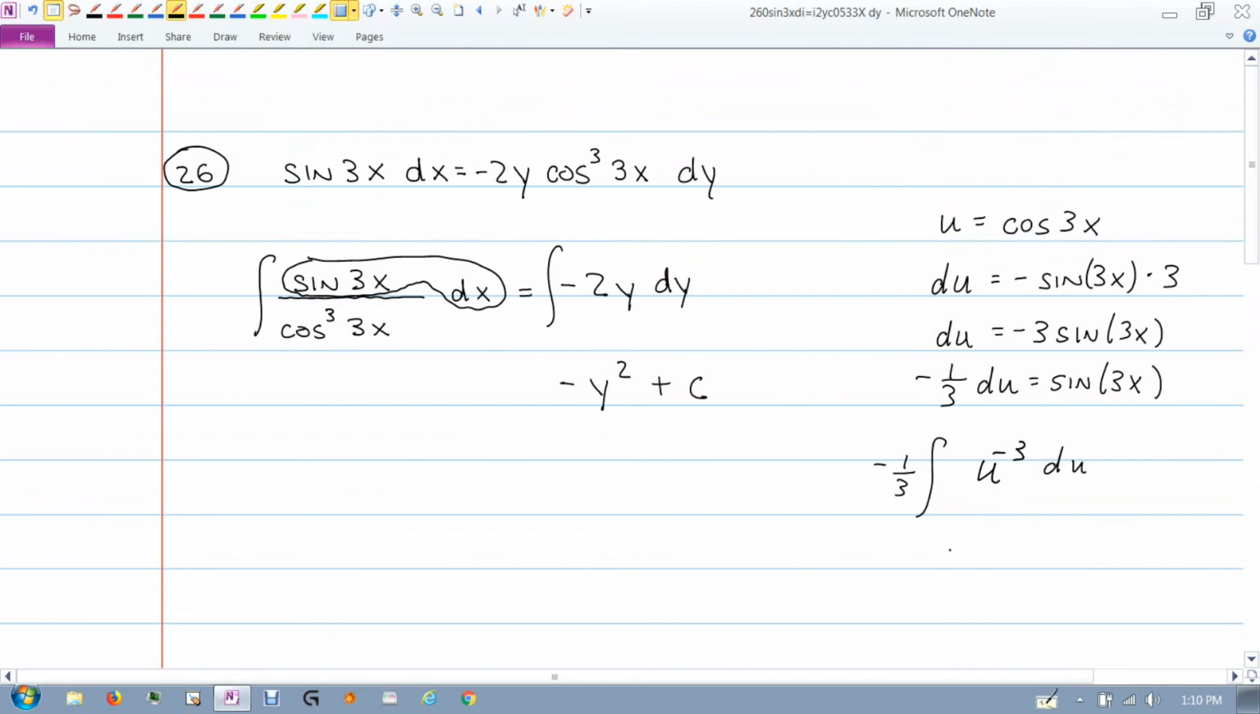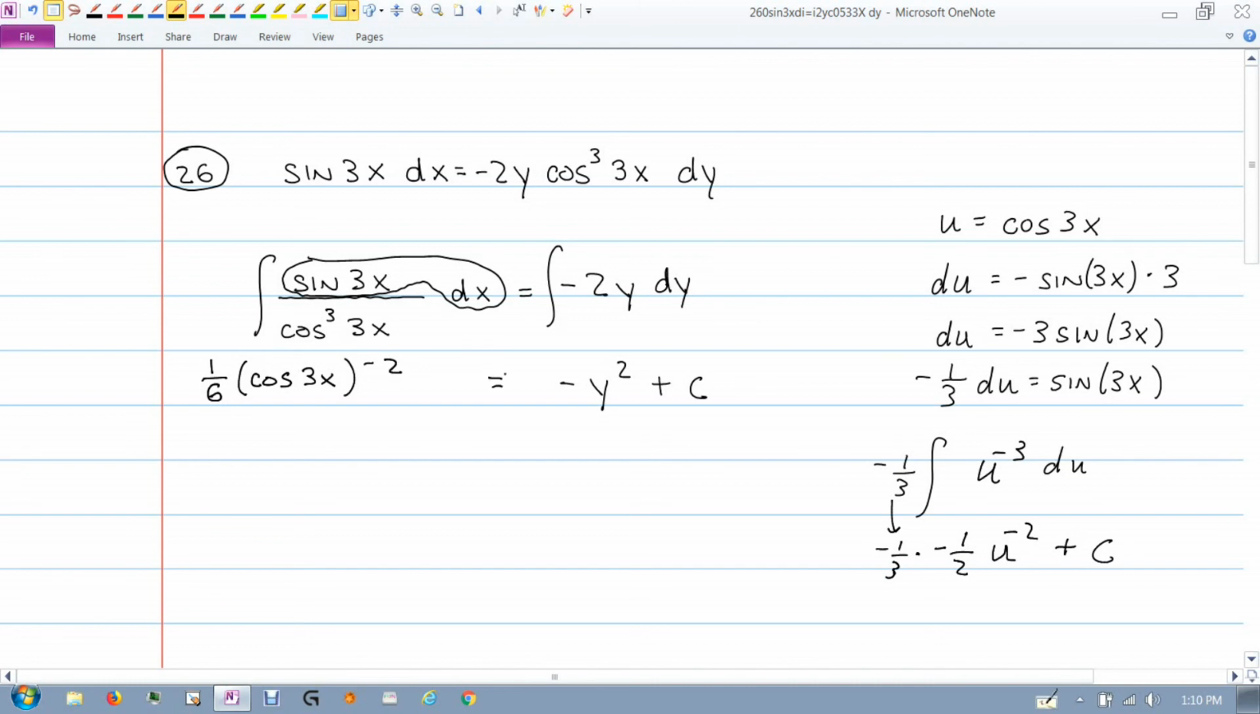So when I take the antiderivative, I get negative 1/2 u to the negative 2 plus a constant. Don't forget the negative 1/3 out front. So it looks like we're going to have 1/6 u, which is cosine of 3x, but all of that to the negative 2 equals that.